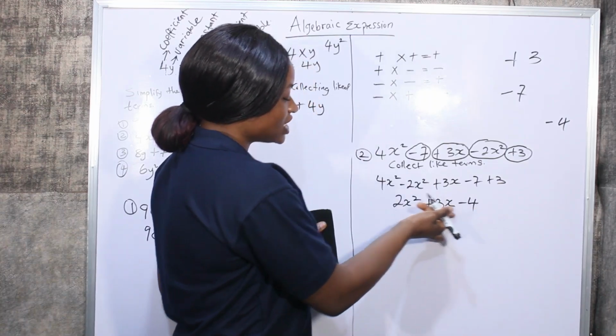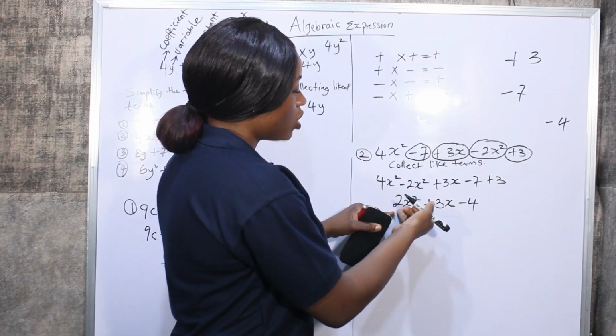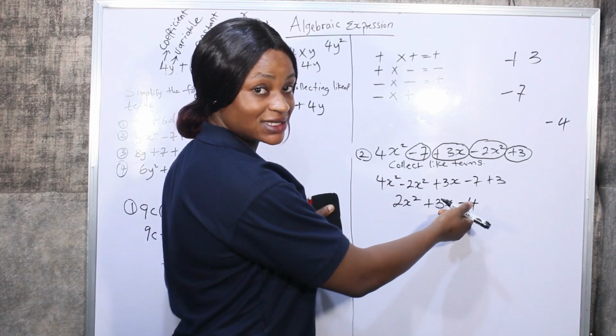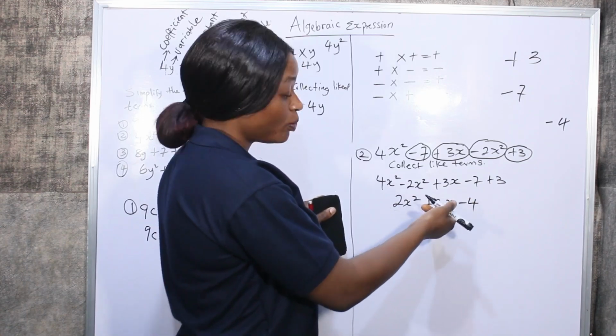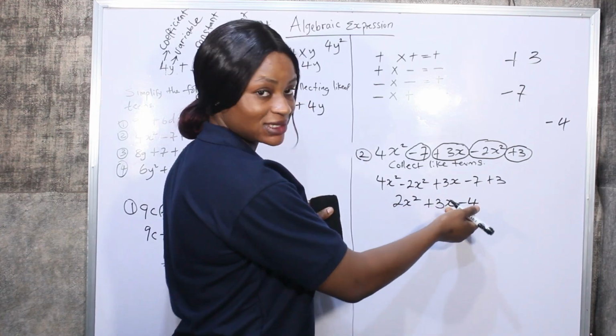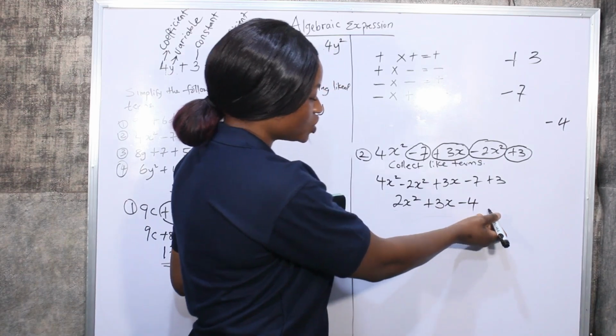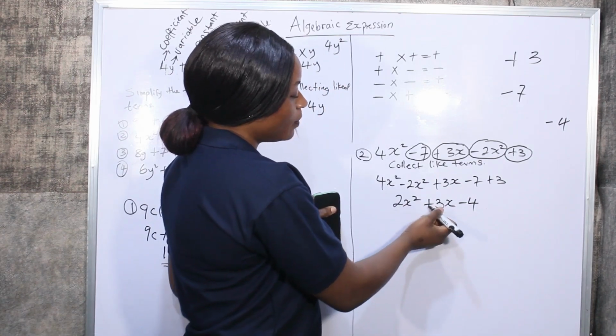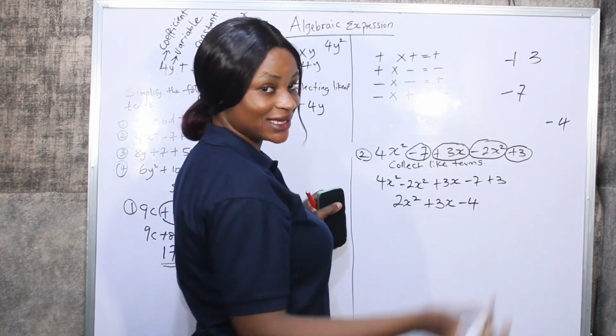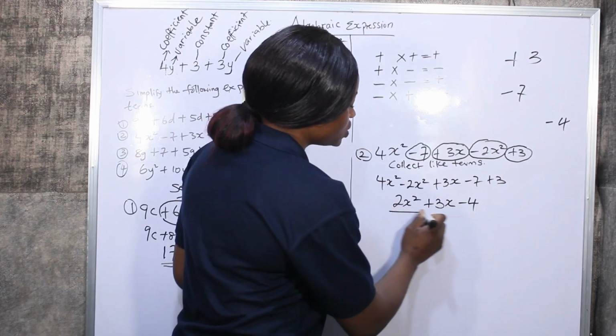Now if you look at this expression, you can see that all these numbers here, they are not what? Like terms. And whenever you get to a point where the numbers are no longer like terms, so here will be what? Minus 4. So 2x square plus 3x minus 4, they are not like terms. So you are going to stop here. This is your answer.